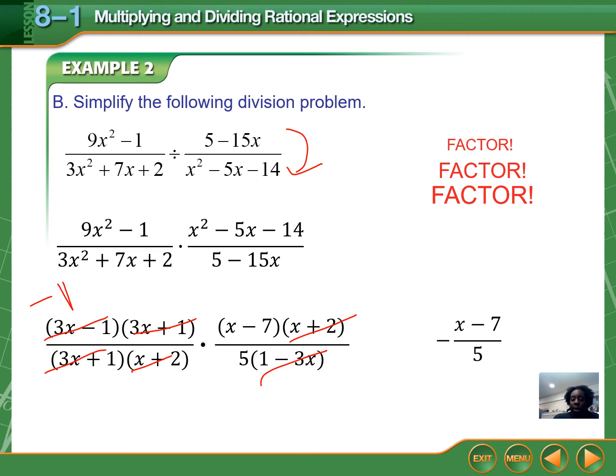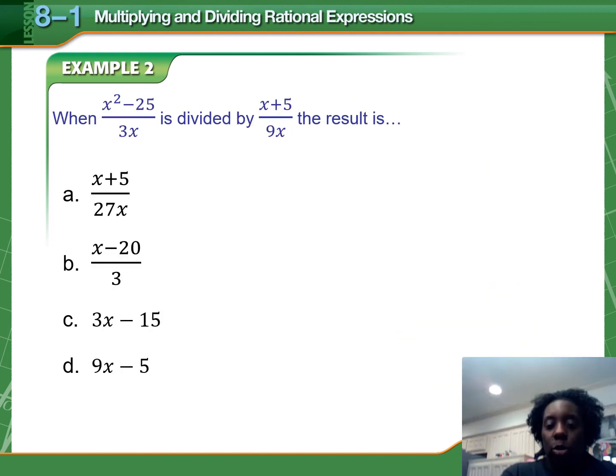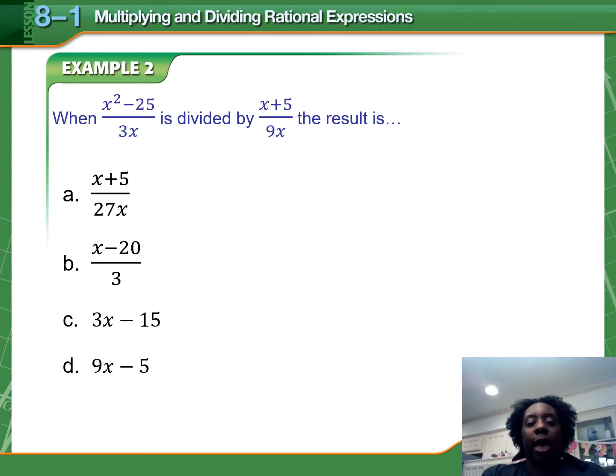All right, let's do one more example that's pretty easy. And it's a multiple choice problem, and it's on your notes. So why don't you guys try that first? And we're back. So it says, when x squared minus 25 over 3x is divided by x plus 5 over 9x, the result is.